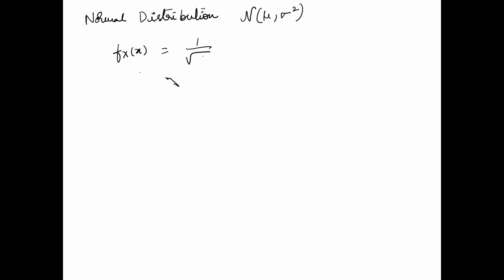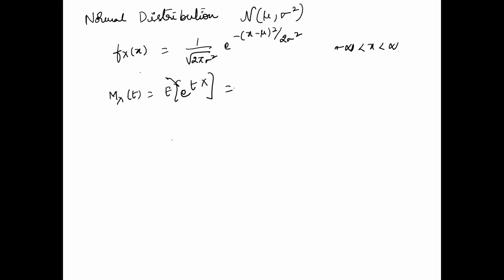So I'll start with that: 1 by root over 2 pi sigma square e power minus of x minus mu whole square by 2 sigma square, where x ranges from minus infinity to infinity. This is the probability density function of the normally distributed random variable x. I'm going to write the moment generating function as the expectation of e power tx, which, because Gaussian is continuous in nature, is the integral of e power tx times 1 by root over 2 pi sigma square e power minus of x minus mu whole square by 2 sigma square dx.